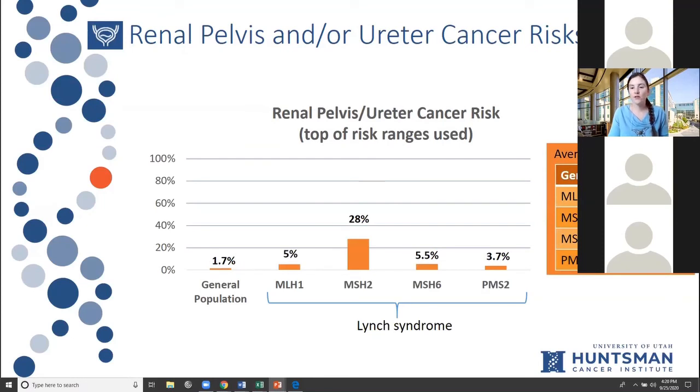While the risk for cancer of the renal pelvis and ureter is increased for all individuals with Lynch syndrome, individuals with MSH2 mutations, and specifically males, tend to get these tumors much more frequently than in the general population. Again, these cancers are typically diagnosed earlier in life than they do for individuals without Lynch syndrome. So it's in the 40s and 50s compared to the 60s without Lynch syndrome.